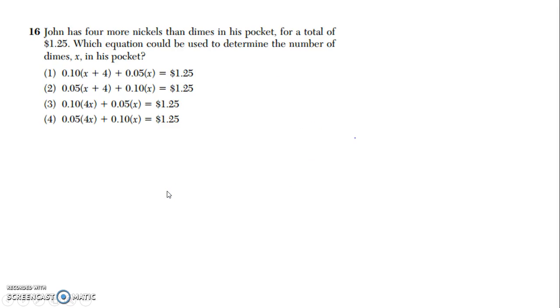This one, number 16, you had asked about. It says, John has 4 more nickels than dimes in his pocket for a total of $1.25. Which equation could be used to determine the number of dimes x in his pocket? So they tell you to let x equal the number of dimes in his pocket. They give that away.